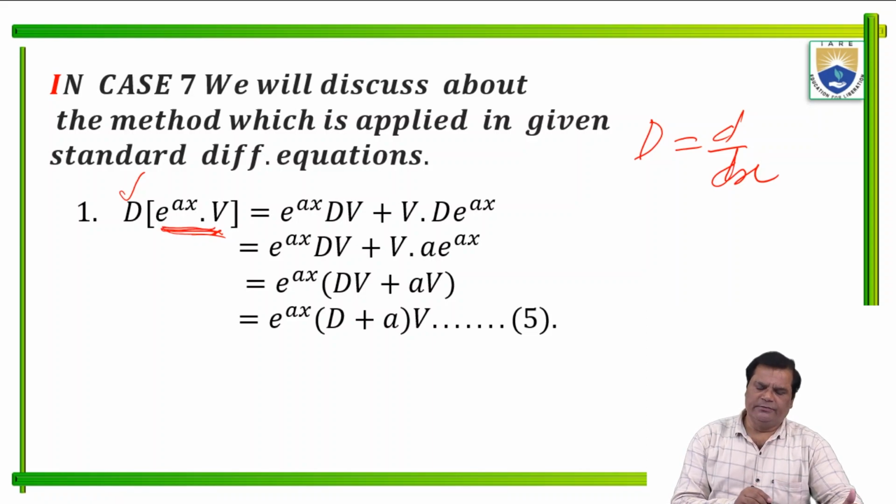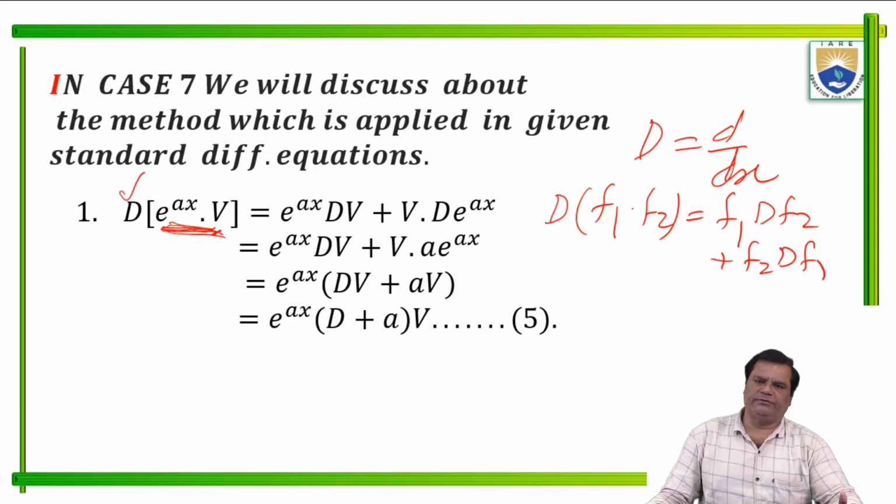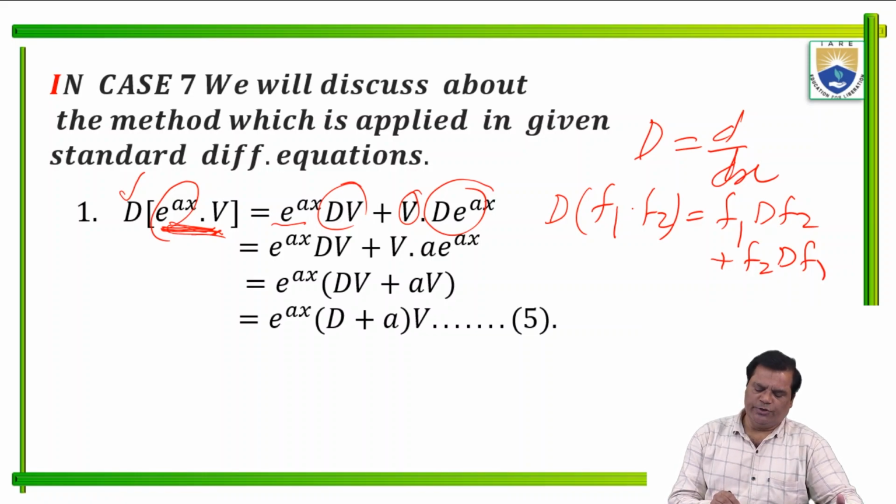Here there are two functions, both multiplied. When differentiating two functions that are multiplied, we apply the product formula: f1 into f2 gives f1 d of f2 plus f2 d of f1. This formula is applied in this question. So the first function is e to the power ax, and we keep it constant and differentiate v, plus v constant and differentiate e to the power ax.